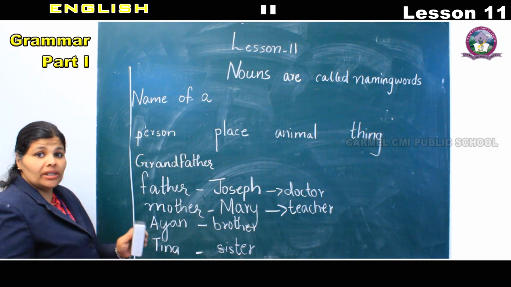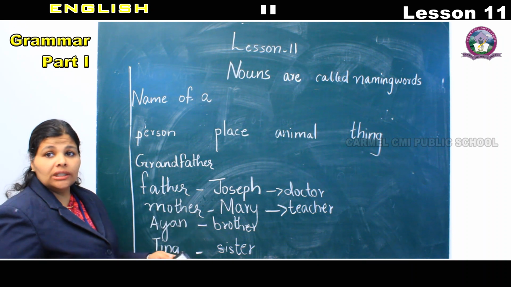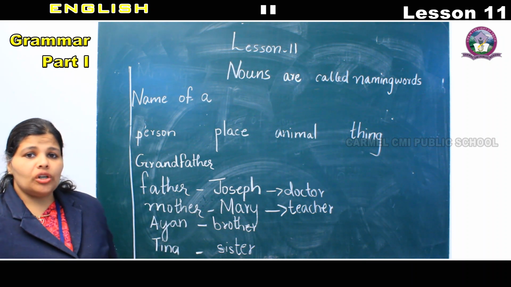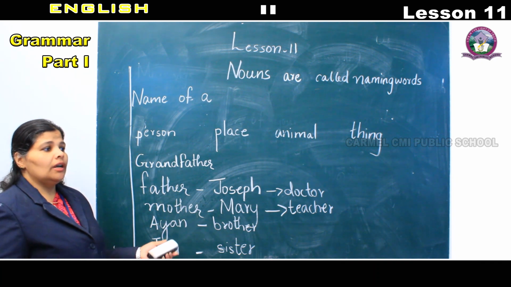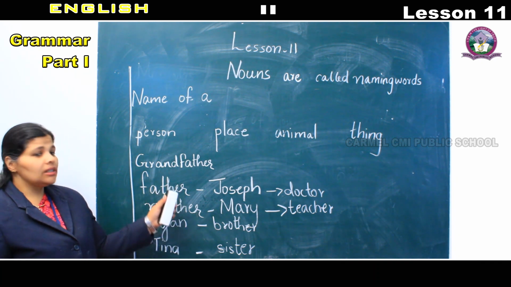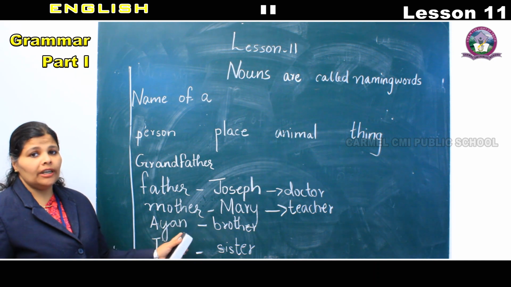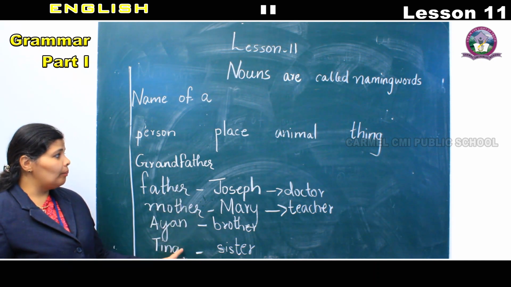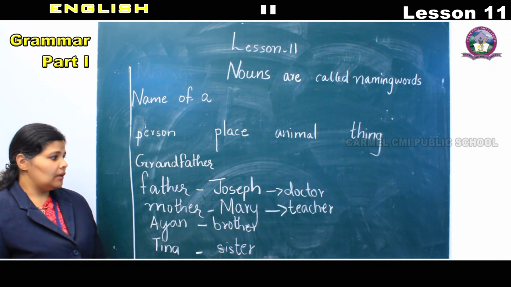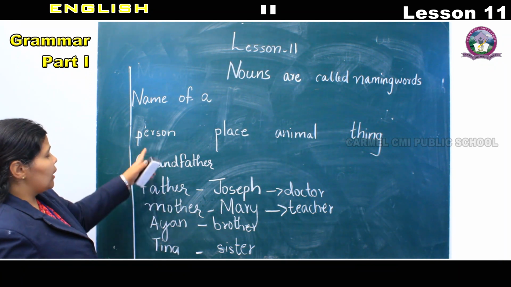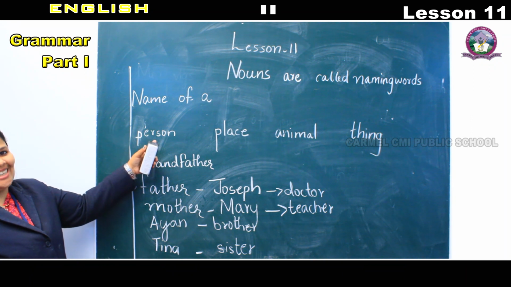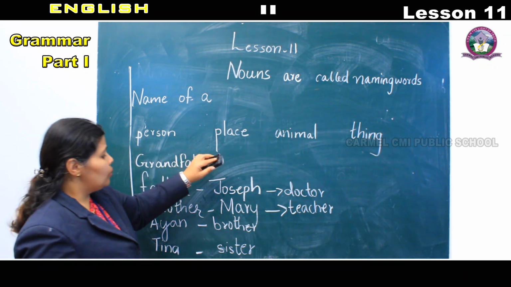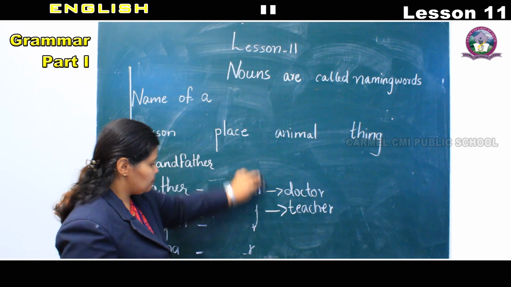For example, more examples. Boy, girl. Now, in our class itself, there are names of children, isn't it? Adidev, Adi, all these. In girls, we have Maria, we have Darren. All these names also will come under person. So, hope you understood who a person is. Okay. Now, let's move to place.